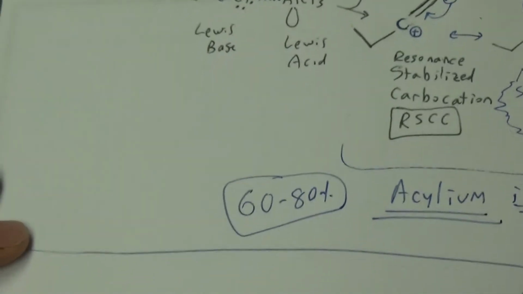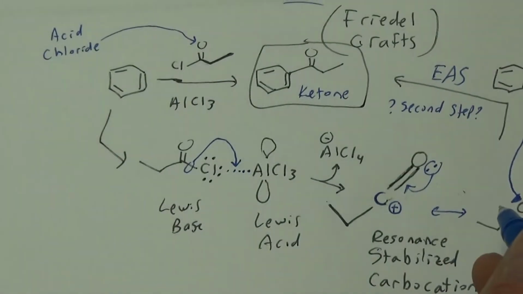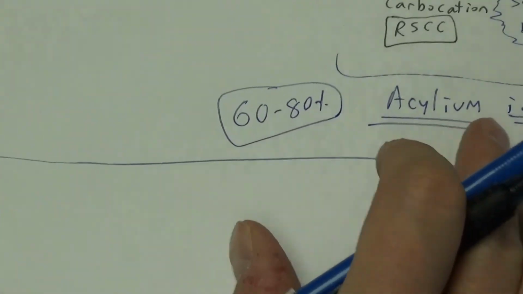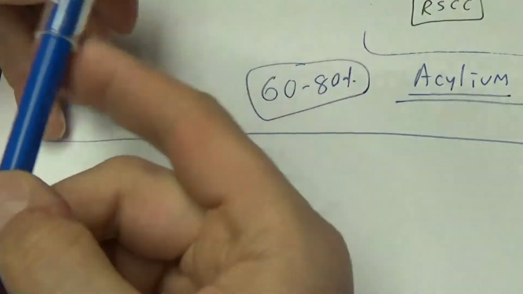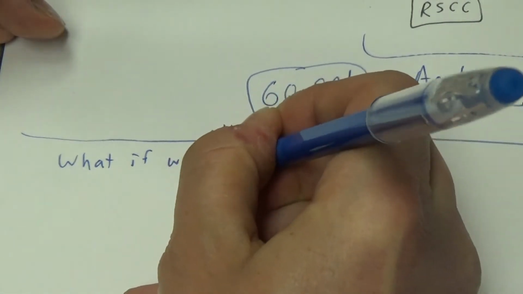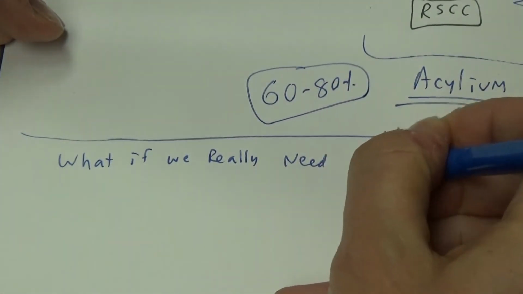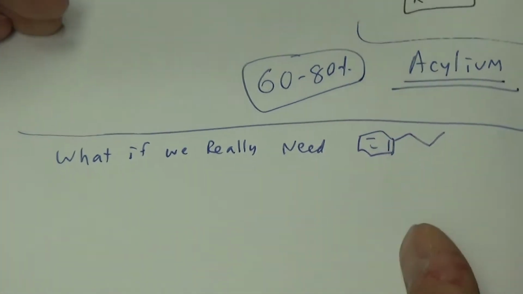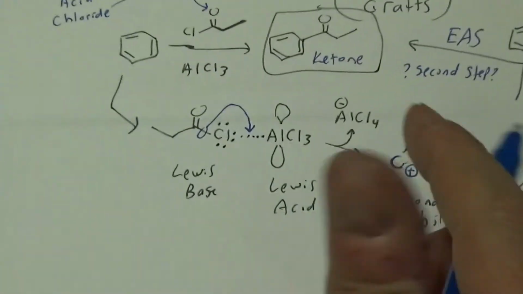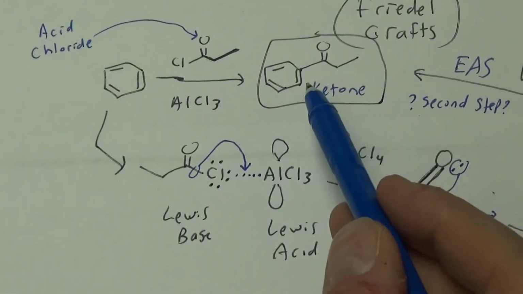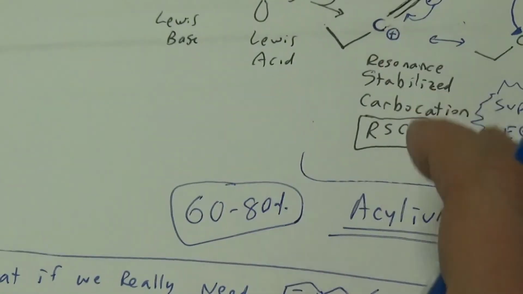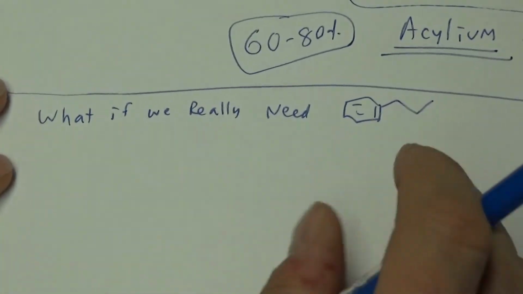So I'll just say at the bottom of this page of the acylation reaction, what if we really need propylbenzene? This doesn't really help us because we're making a ketone, right? We can make ketones till the cows come home, but that's not what we want. We want it without the ketone. Fortunately, there's a way to remove the ketone.